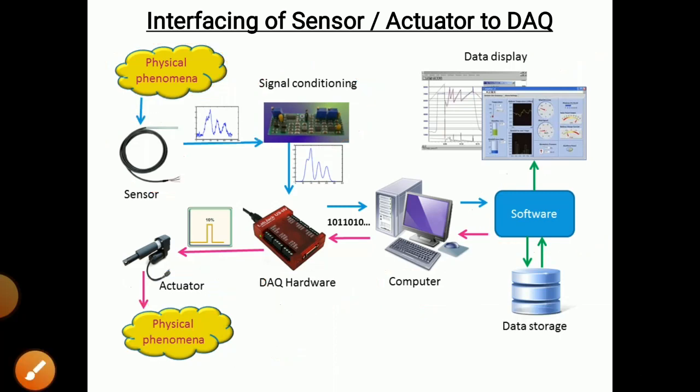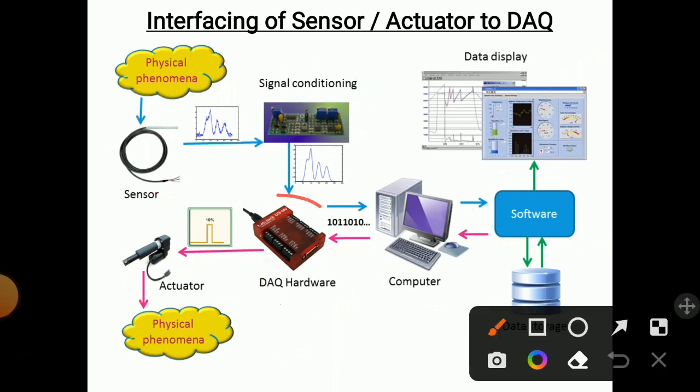So the important part here is the data acquisition hardware. We have to learn DAQ hardware, because its use is to convert digital signal to analog signal or analog signal to digital signal. This can be done with the help of this DAQ hardware.